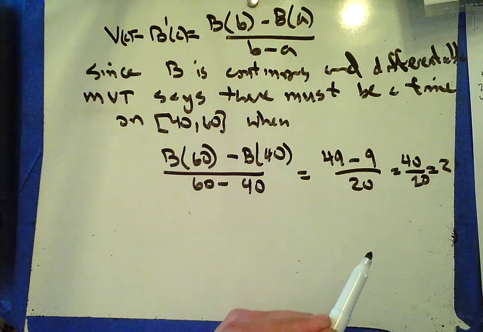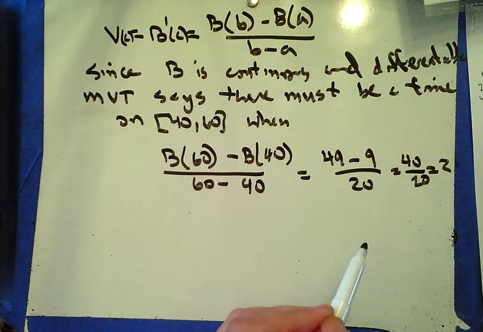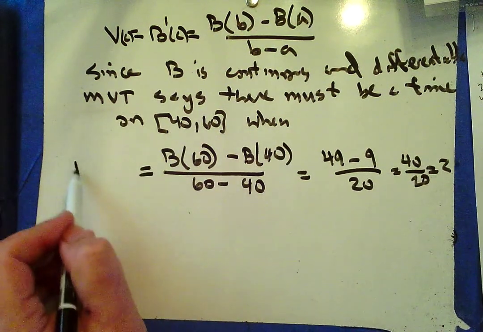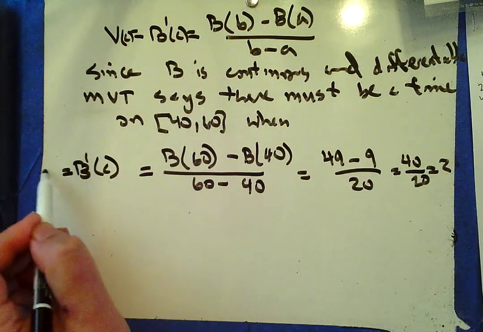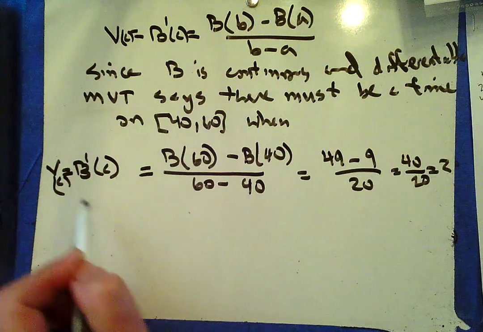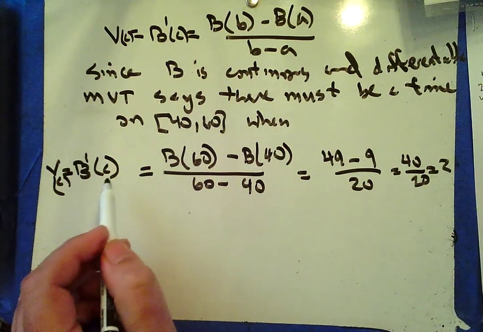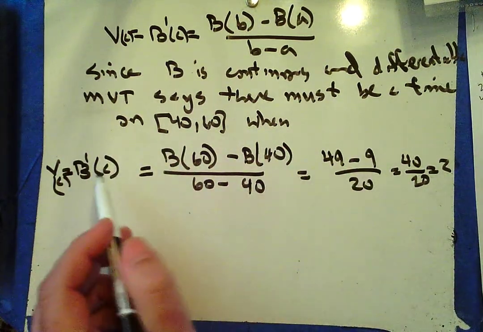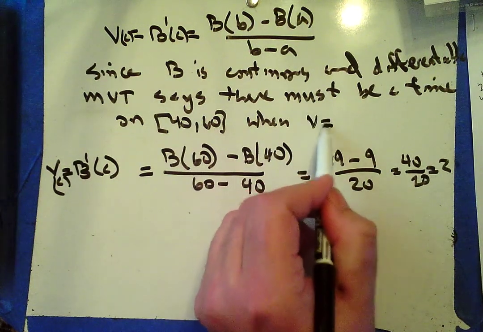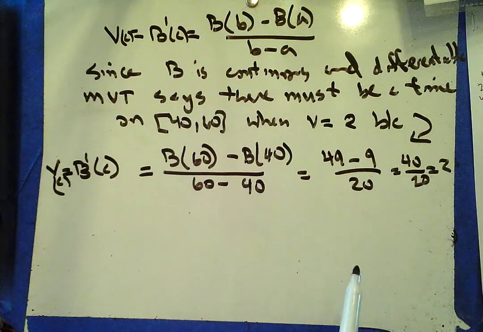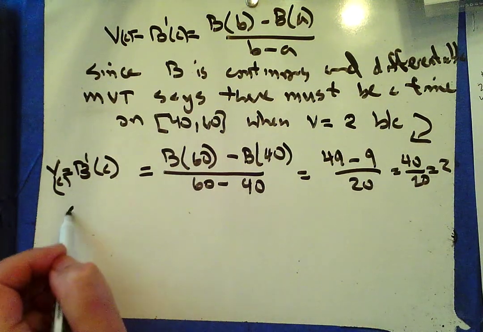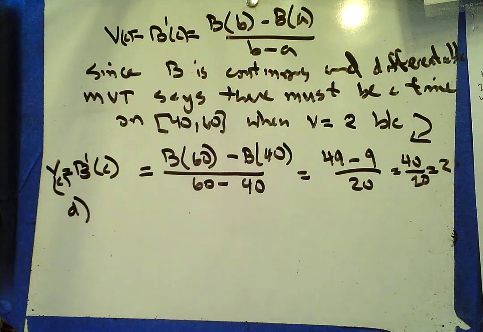As if by magic we got exactly the rate we wanted, and therefore b prime at some point, also known as v at that point, must be 2. So there must be a time on 0 to 60 when v equals 2 because of this stuff. Okay, and finally part D for number 2. A light directly ahead above the western end of the track.